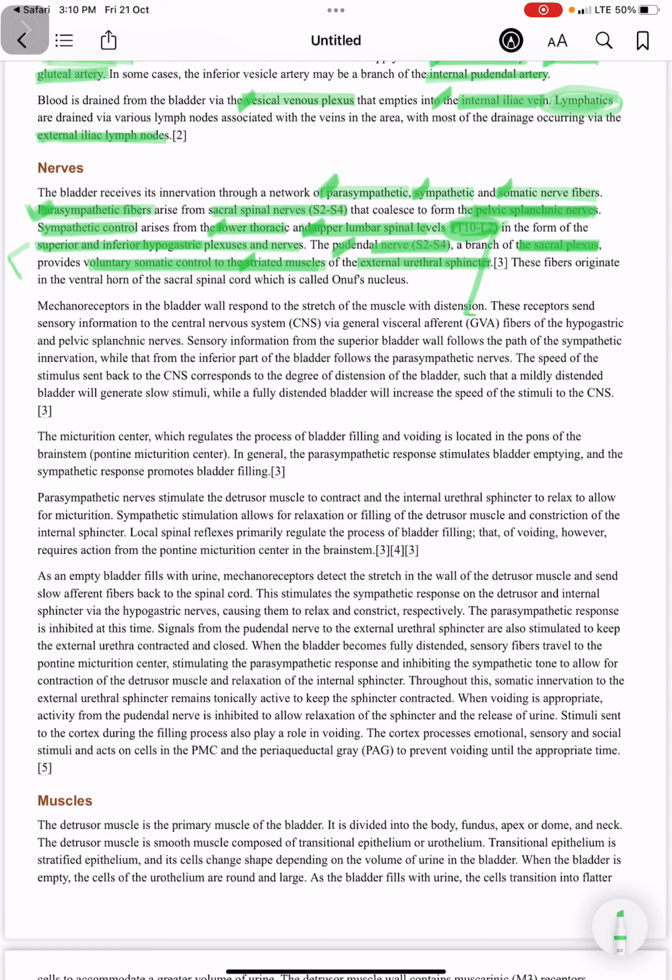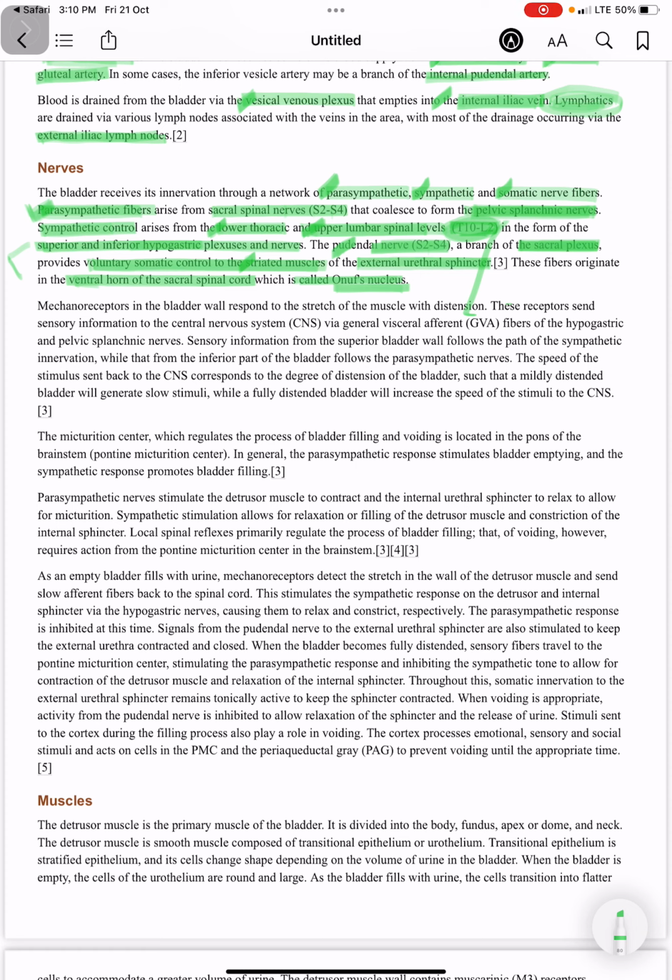So these fibers originate in the ventral horn of the sacral spinal cord. Where are these fibers originating? From the ventral horn of the sacral spinal cord, which is called Onuf's nucleus.